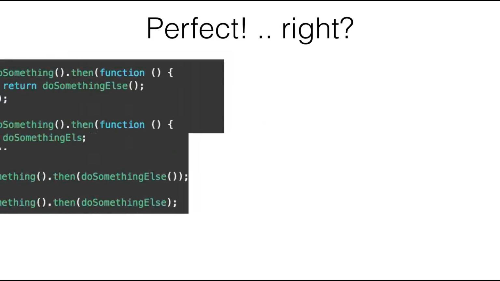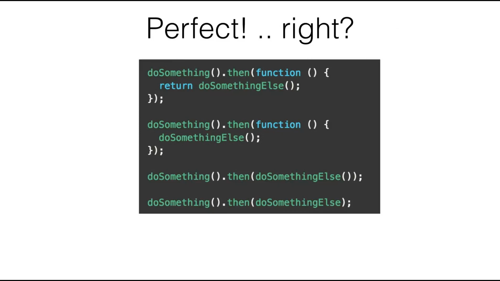So now again, we said we have promises, all the problems with callbacks go away. But again, this was something that I saw. You can have something like this. So now that we are here, does anybody want to take a shot at what the differences are between each of these four cases?